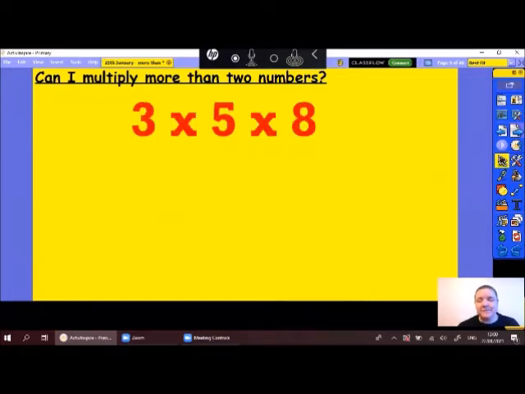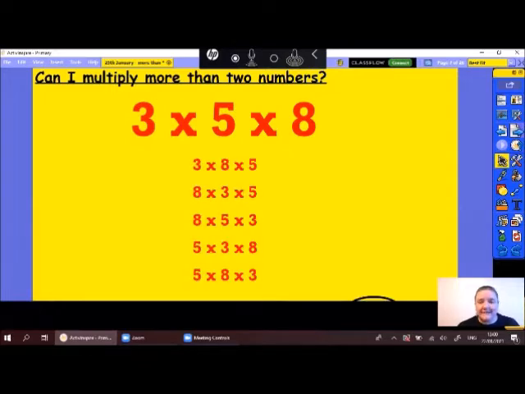As I said, today we're multiplying more than two numbers at a time. So here we have 3 times 5 times 8. Well, the one thing we know about this is that because of the commutative law, we can switch those numbers round into any order we want, and it will still make the same answer. So I have all the possibilities here. No matter which order you multiply those three numbers in, you will get the same answer at the end. But I think we're going to stick with 3 times 5 times 8.